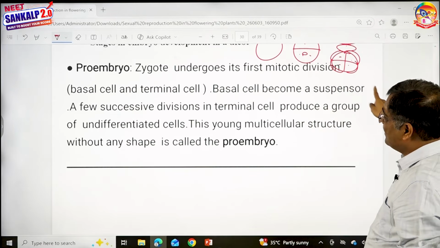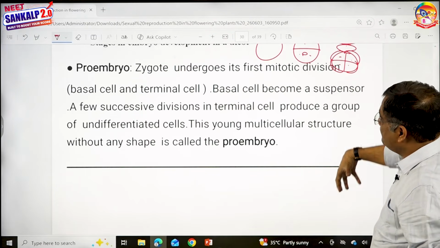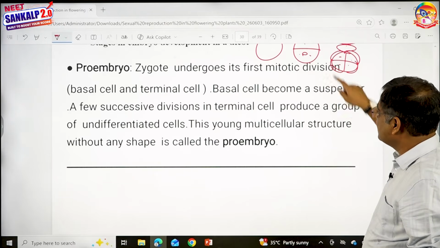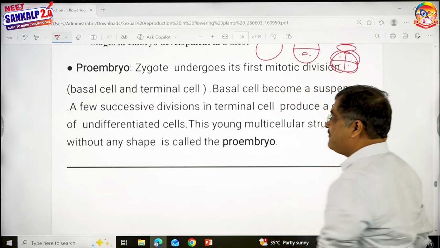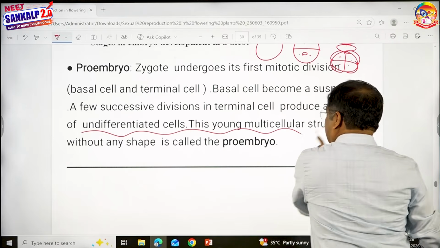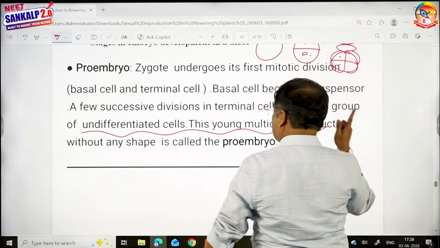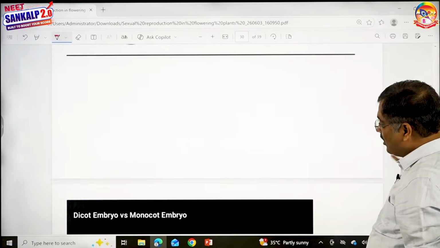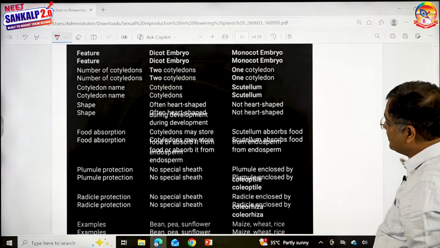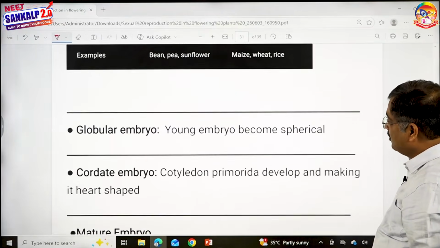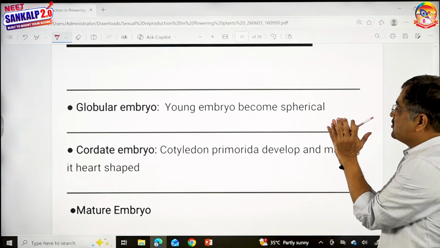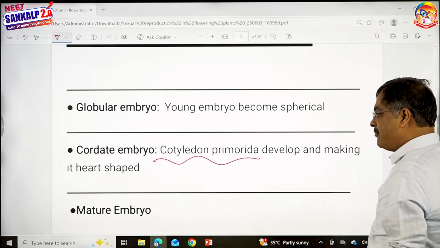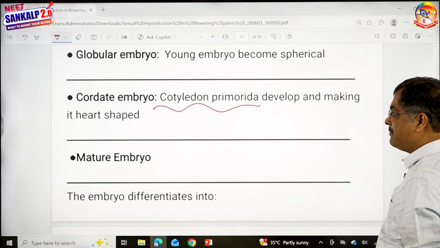The basal cell becomes a suspensor. It pushes the developing embryo deep into the endosperm. A few successive divisions in the terminal cell produce a group of undifferentiated cells. This young multicellular structure without any shape is said to be proembryo. What happens next? Proembryo later becomes globular embryo. It becomes round. Then it becomes heart-shaped embryo once the cotyledonary primordia develop. Then it becomes a mature embryo.